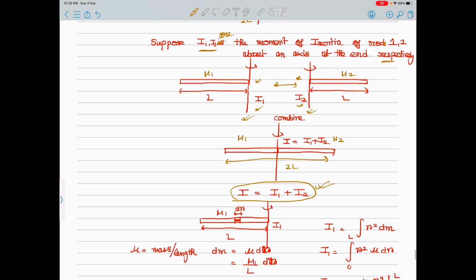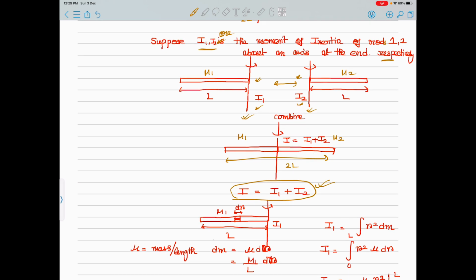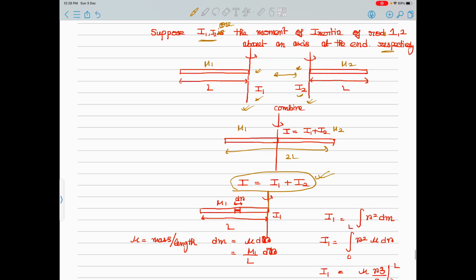So let us see only one case, say I1, having length L, mass M1, and let us say that dr is the length element, and I need to find out I1 about this particular perpendicular axis. So let us define mu as mass per unit length. So dm is equal to mu dr. Mu in this case is M1 by L. In the second case, mu will be M2 by L for mass M2 and length L.